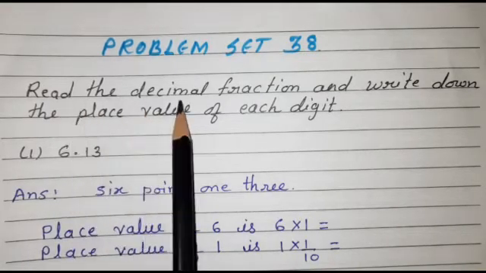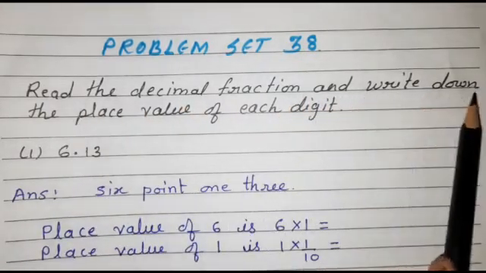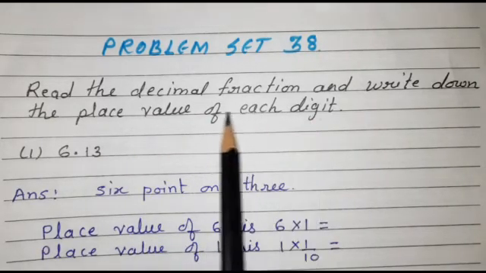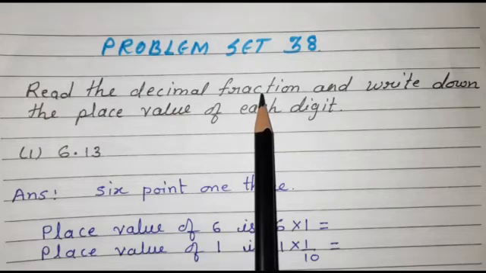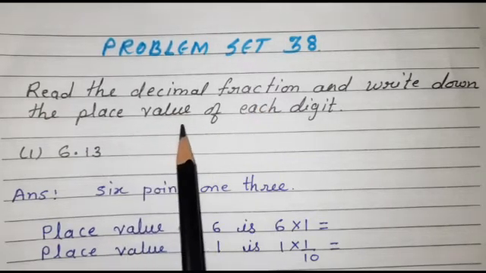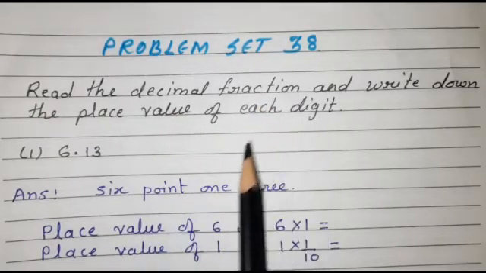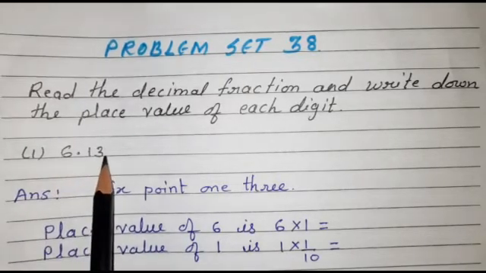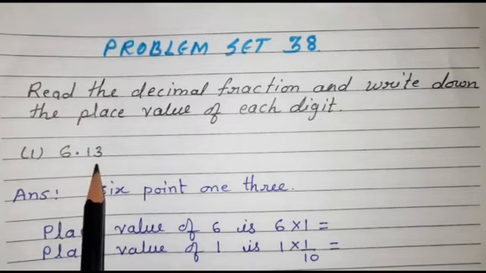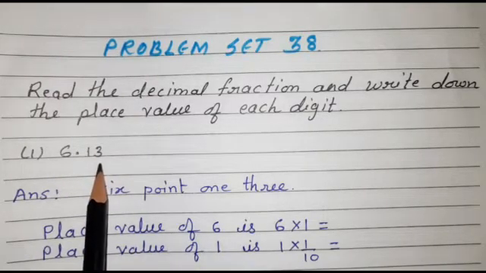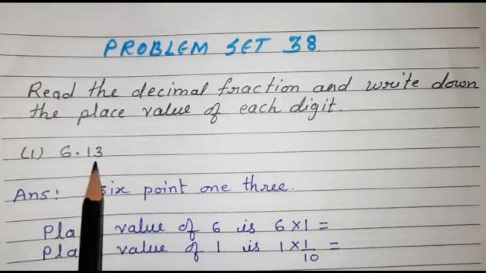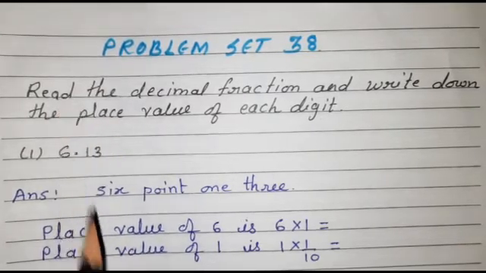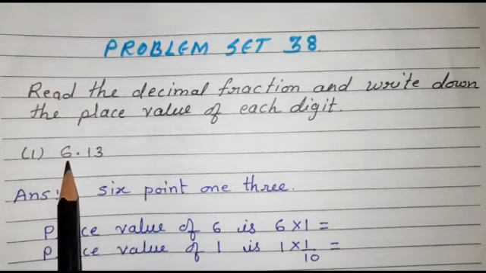Now we will solve the questions of problem set 38. Here, read the decimal fractions and write down the place value of each digit. The numbers are given in decimal fractions, and we write the place value of each digit of the decimal fraction. See the first number, 6.13. The number is given in decimal form. Now we will write down the place value of each digit. First, read the number. So for reading, how do we read this number?